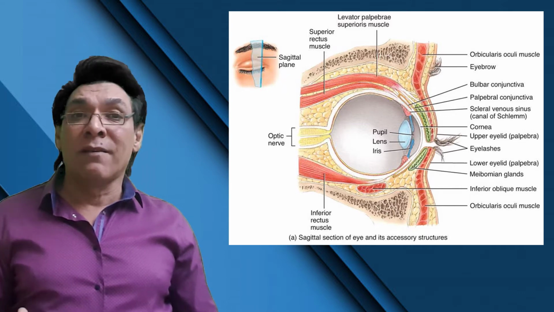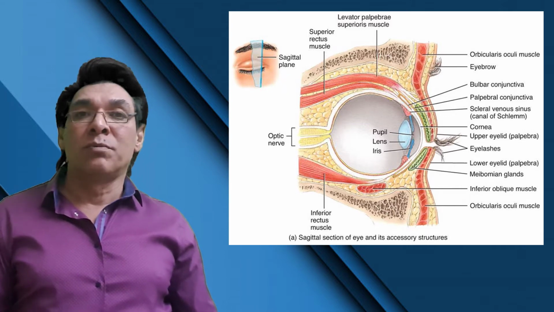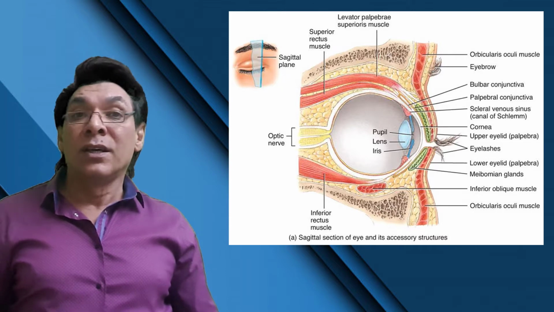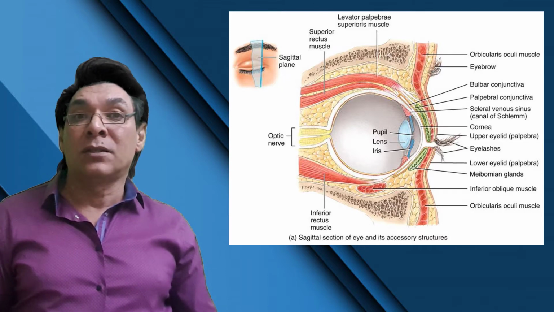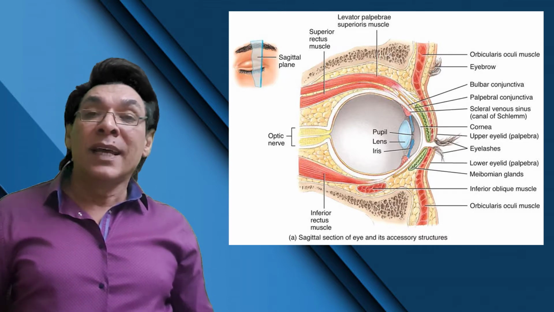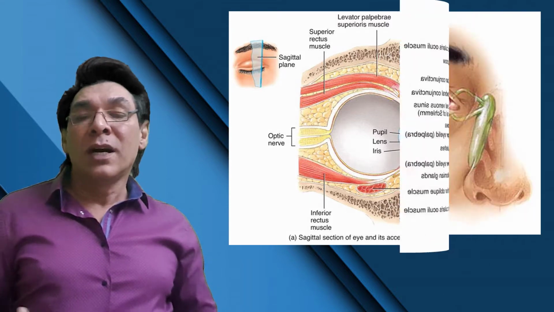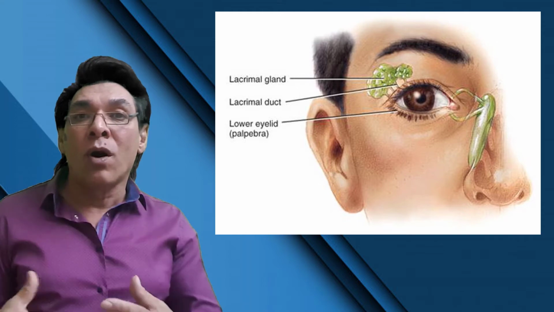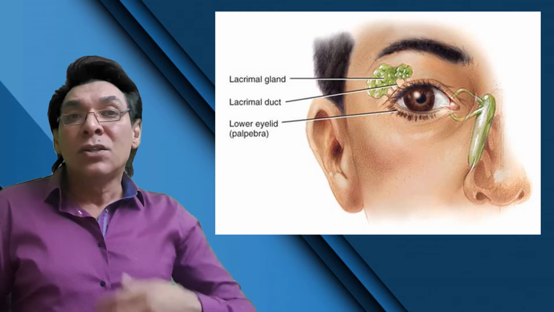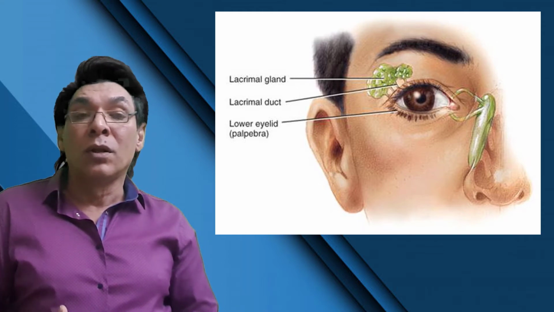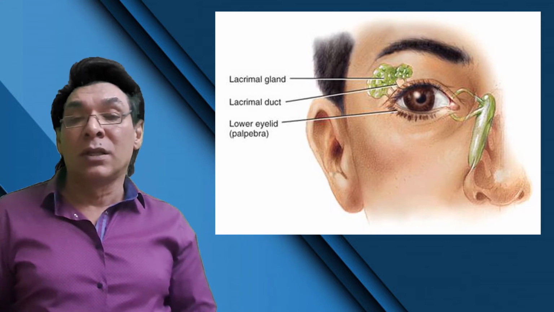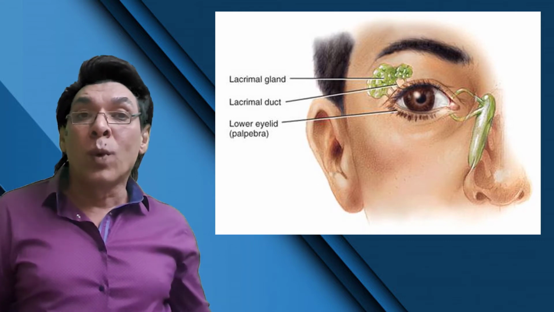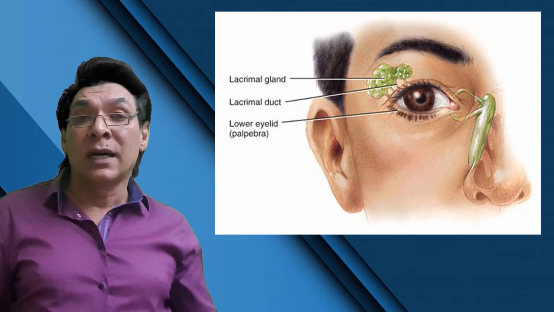The conjunctiva is a clear mucous membrane that covers the white avascular part of the eye. Next, the lacrimal glands. The lacrimal glands are each about the size of an almond, situated superolateral to the eyeball. Leading from the lacrimal glands are 6 to 12 excretory lacrimal ducts.